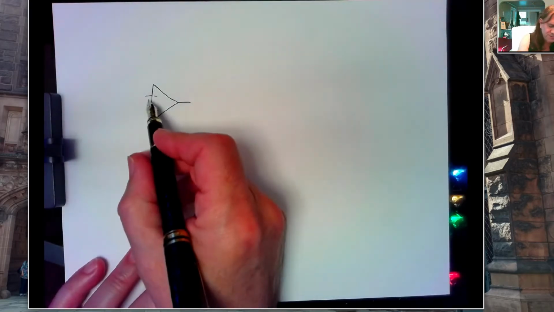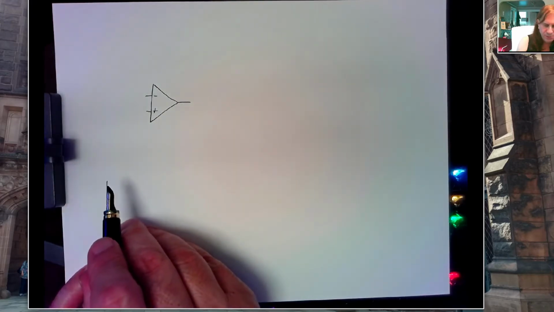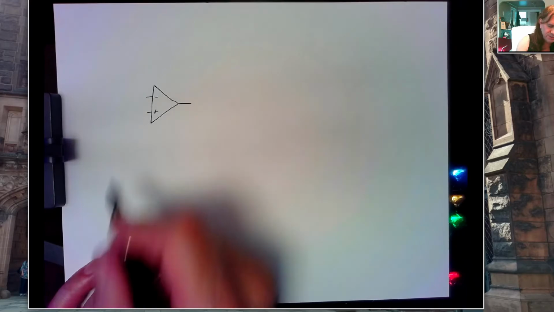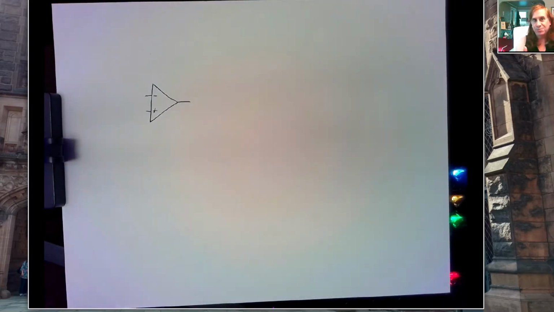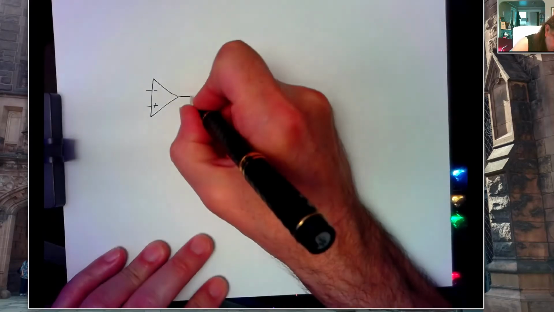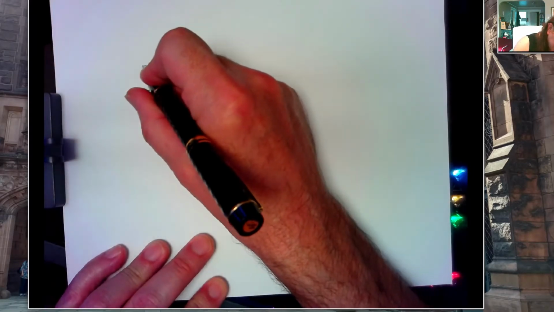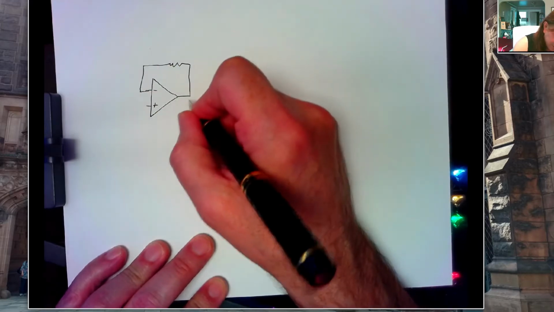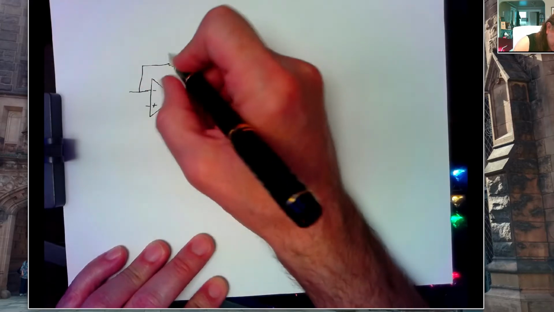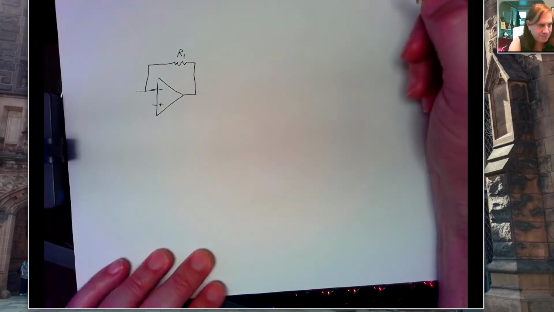One, there's no current flow in or out of these inputs. And two, there's no voltage difference between these two inputs. And those are kind of weird, right? How can there be no voltage difference if there's no current flowing? Because we usually configure these circuits with feedback. So we run a connection between the output and the inverting input, and it goes through some resistor. We'll just call that R1.